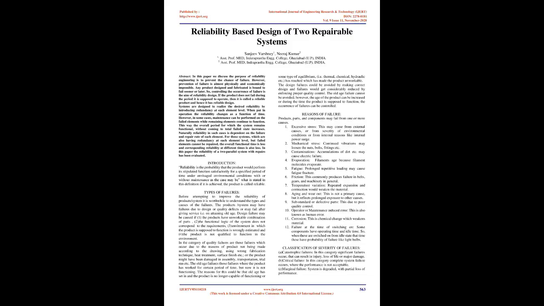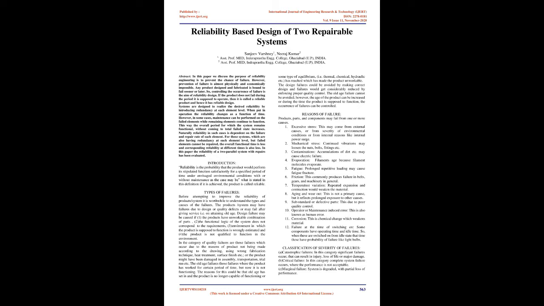Reliability-based design of two repairable systems. Abstract. In this paper we discuss the purpose of reliability engineering, which is to prevent the chance of failure. However, prevention of failure is almost physically and economically impossible. Any product designed and fabricated is bound to fail sooner or later. So, controlling the occurrence of failure is the aim of reliability design.